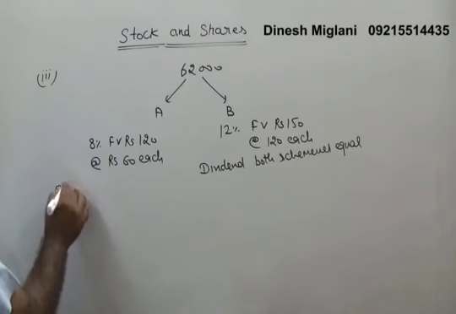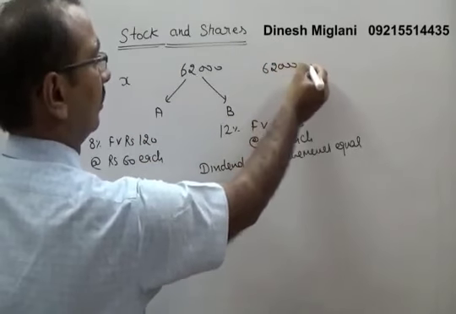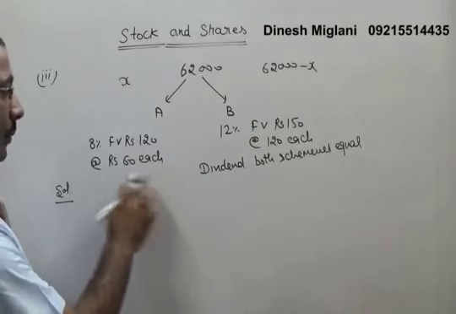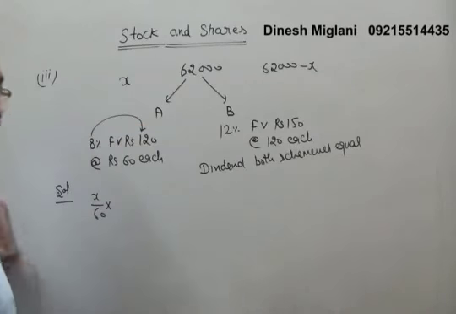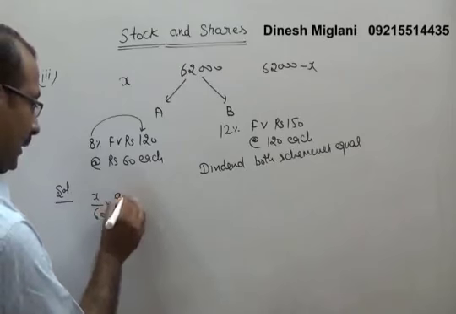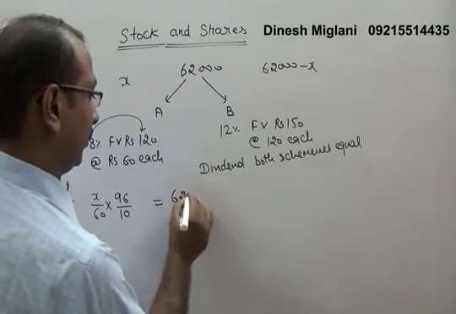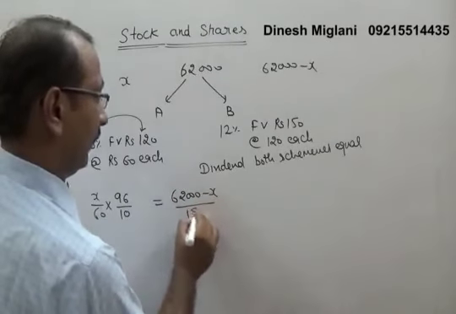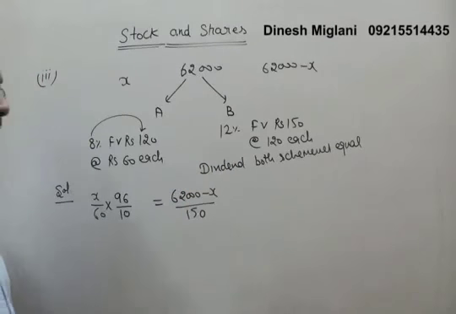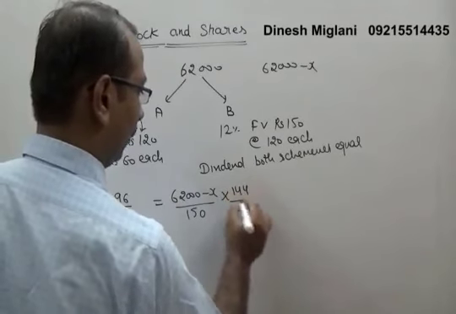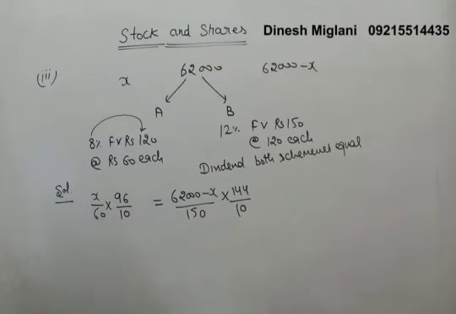Now what I can say, suppose here you invest x, here you invest 62,000 minus x. Okay. Number of stocks from here, because the price was 60, is x upon 60. On one stock he gets rupees 120 into 8%, that is 9.6. We can say that is 96 by 10. Here, first of all we take the number of stocks, 62,000 minus x upon 150. And on one stock his income is 120 into 12%, that is 14.4. So I may say 144 upon 10. That is the number of stocks, that is the income per stock. Now I have to solve it and find my answer.